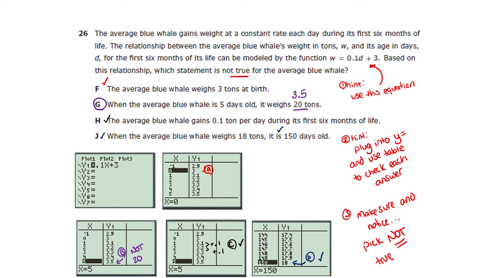Okay, so the answer you should have picked is G. So F works out because at 0 it does equal 3. H works out because they are increasing by 0.1 each day. And J works out because when you're at 150 for X, 18 is true. So G is our answer here.